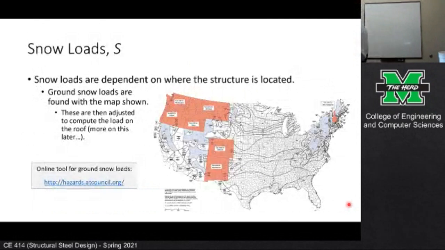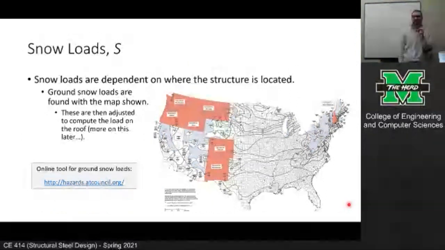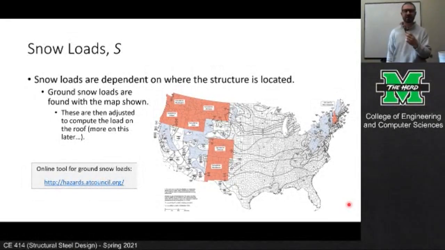Okay, now there are three really controlling effects that are a result of the environment. The first is snow. Snow is dependent, obviously, on where the structure is located. To give you an example, this is a snow map from ASCE 7. This is the snow map for the snow loads in the United States. One state has its own snow load map. There's a snow load map for the country, and then a snow load map for this one state.